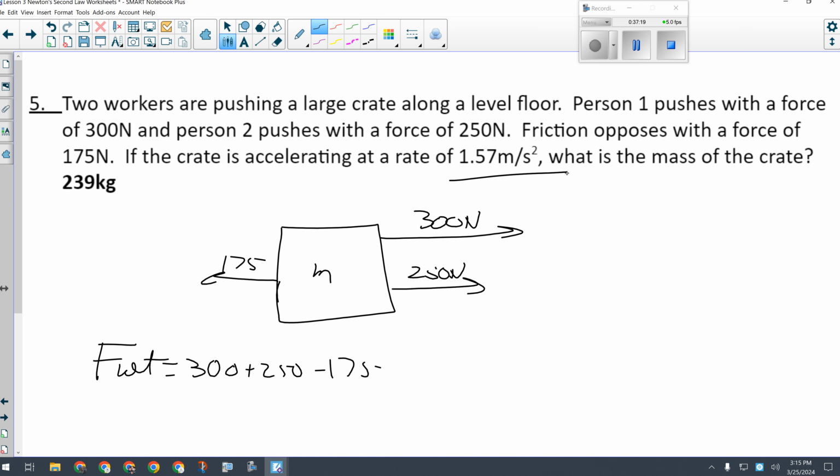Does that make sense? Just so you know, we take that, we divide it by the acceleration, and we'll have the mass, which ends up being 239 kilograms. So check out the quiz tonight. We'll be doing a lab on Wednesday, but we're moving on to inclined planes tomorrow, for what we're going to be covering that's new.